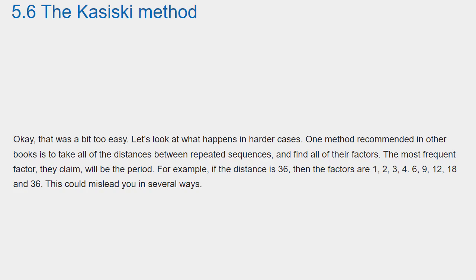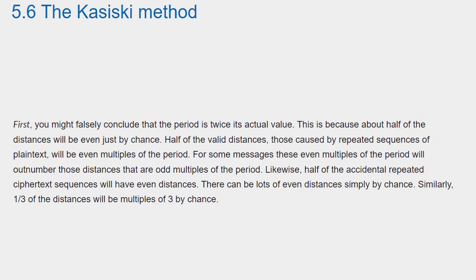This could mislead you in several ways. First, you might falsely conclude that the period is twice its actual value. This is because about half of the distances will be even just by chance. Half of the valid distances, those caused by repeated sequences of plain text, will be even multiples of the period. For some messages, these even multiples of the period will outnumber those distances that are odd multiples of the period.